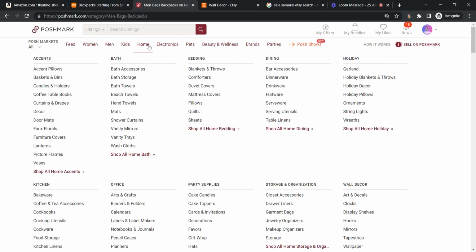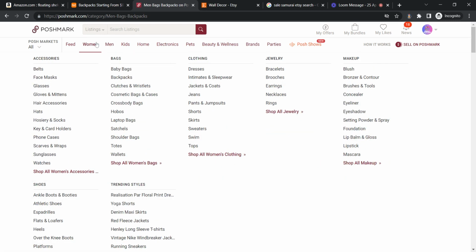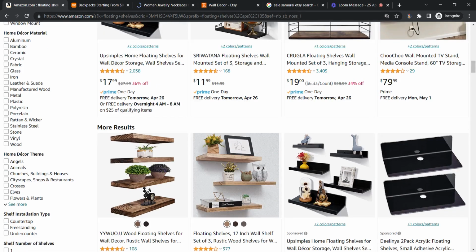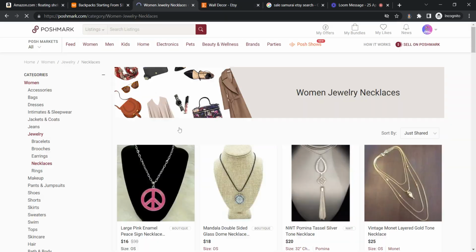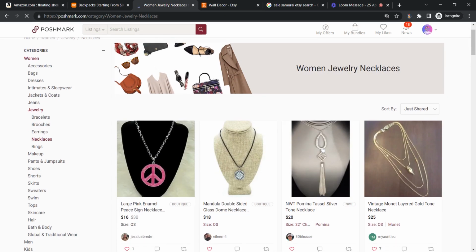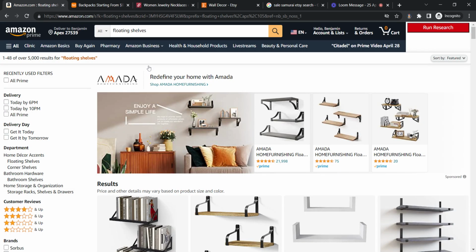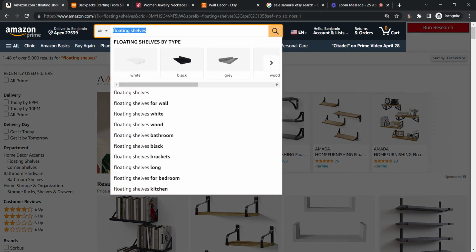Something to keep in mind is it's going to be mostly women on Poshmark, Etsy, Depop. These are all women-based platforms, so you might want to tailor your customer niche to women. So you might look at jewelry, like necklaces or something. And then you peek at what other people are selling, random necklaces, and see if you can make a profit off them.